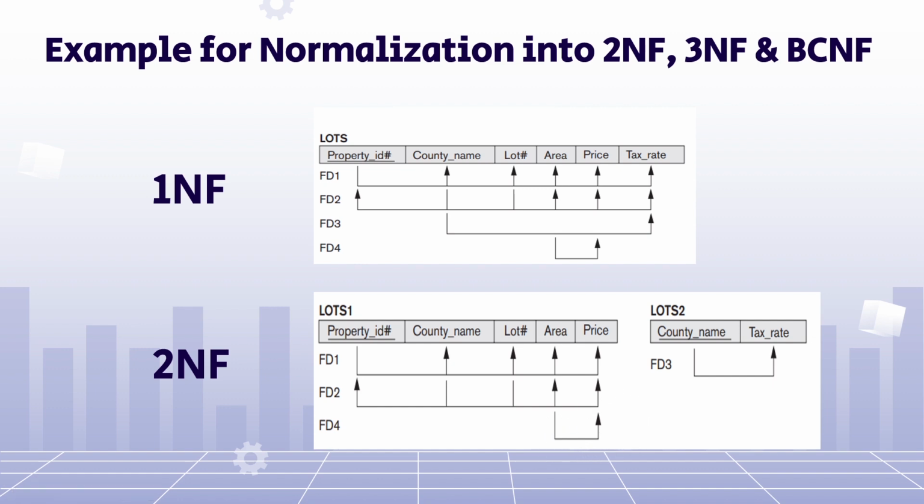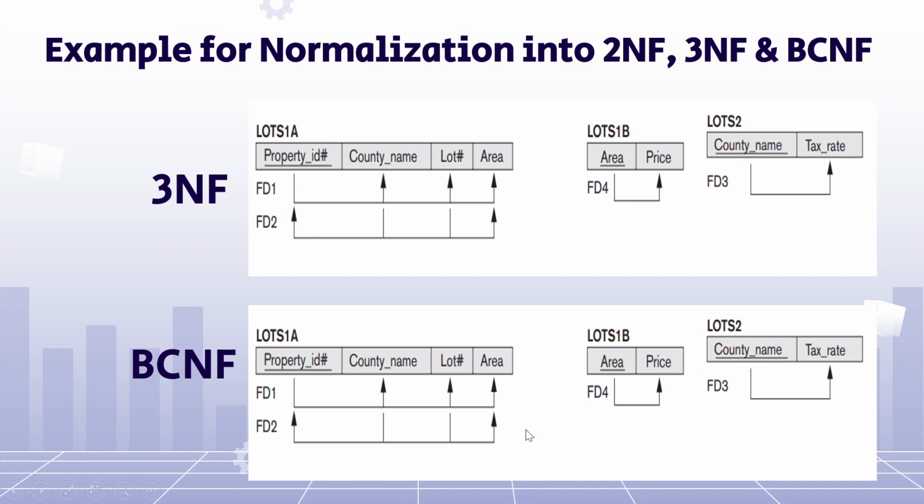We have to decompose it into 3NF form by bringing the area and price attributes into a separate table. So here we can see that the area and price is kept as a separate table, and all other attributes are kept as a separate table. So now these tables are all in 3NF form.